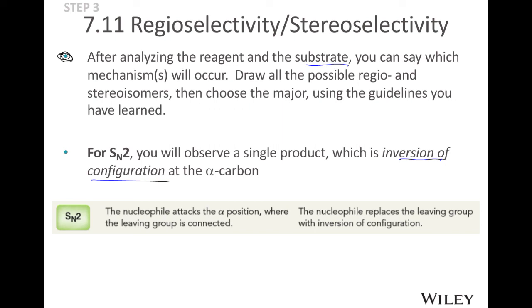If you have an SN2 reaction, that gives you only one product, but you have to remember that you have inversion of configuration at the alpha carbon. That means if you have a stereocenter that's R, it's going to become S, and if you have one that's S, it's going to become R. If you remember, that was like the umbrella flipping in the wind, which we covered in class.